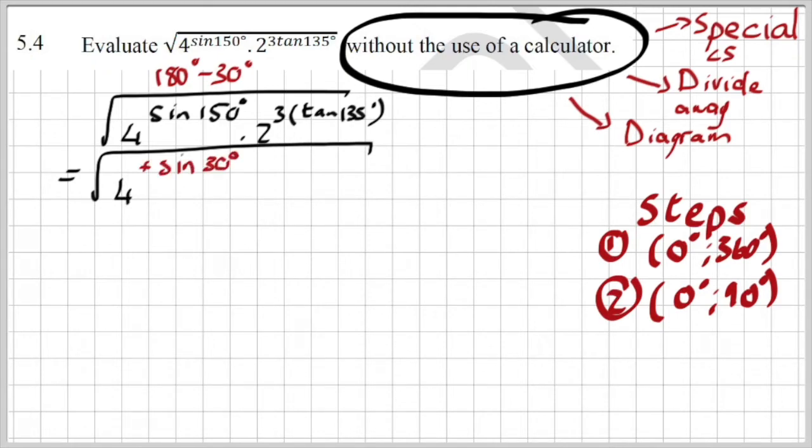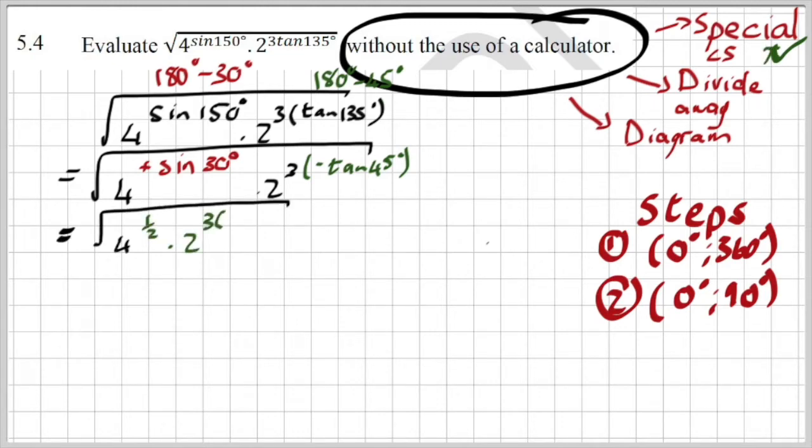I love it, because sin of 30 is a special angle. That's 30 degrees, tells me special angles. I'm going to repeat this process with a 135, which is 180 minus 45, which is the second quadrant again, and tan is negative there, so negative tan of 45. Another special angle. I'm loving it. So I'm going to use my special angles.